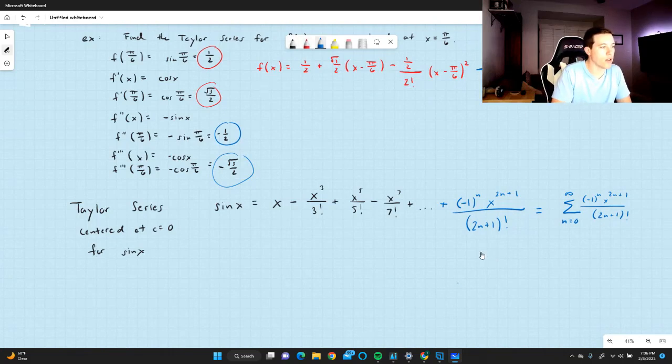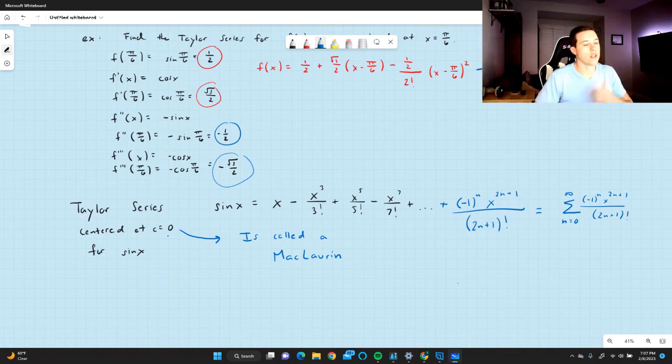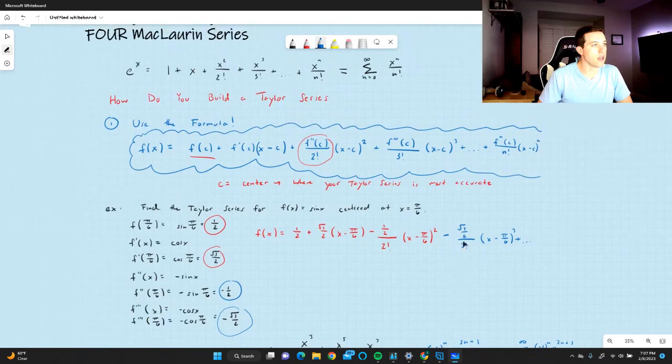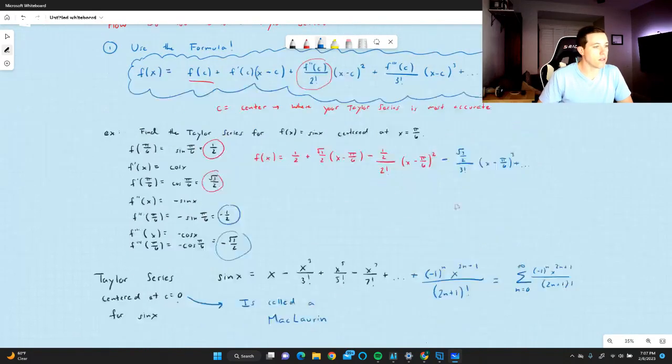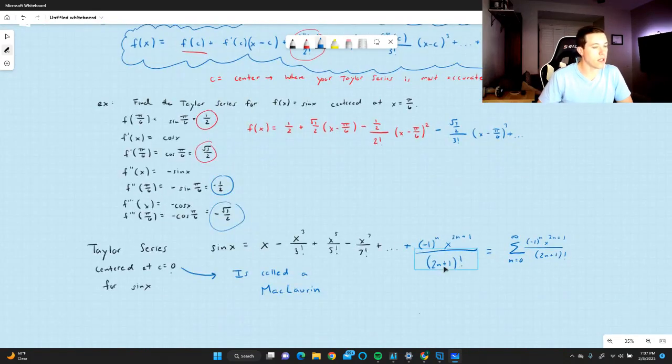Now, it's going to get really annoying to say Taylor series centered at 0. So I shouldn't cross that out, actually. Let's fix that. We're going to use a different language instead. A Taylor series centered at 0 is called a MacLaurin series. MacLaurin is just a Taylor series when the center is 0. So that's why this lesson is called the 4 big MacLaurins. We've now seen 2 of them. We've seen the e to the x MacLaurin, and we have seen the sine of x MacLaurin. That's 2 of the 4.